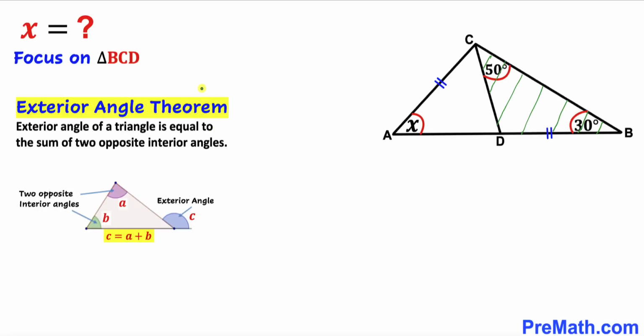And now let's recall the exterior angle theorem. According to this theorem, the exterior angle of a triangle is equal to the sum of two opposite interior angles, as you can see in this diagram. And here we can see that this is our exterior angle, whereas these A and B are our opposite interior angles, such that C equals A plus B. So thus in our case, this angle ADC is our exterior angle, and that is going to be equal to the sum of these two opposite interior angles. 30 plus 50 is going to make 80 degrees.